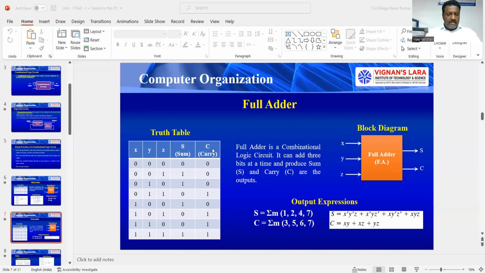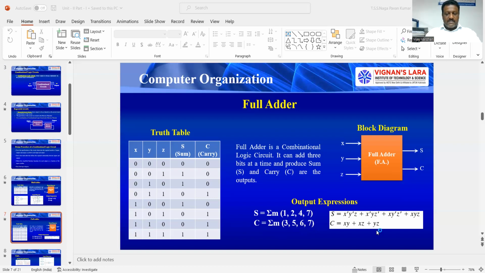In a similar way, the carry is 1 for 0, 1, 1. So your min term is x bar, y, z, which is equivalent to m3. And next, it is 101, which is equal to x, y bar, z, and that is m5. And the next one is 110. It is x, y, z bar, which is equal to m6. 111 is x, y, z, which is equal to m7. So my carry output C is equal to sigma m of 3, 5, 6, 7.